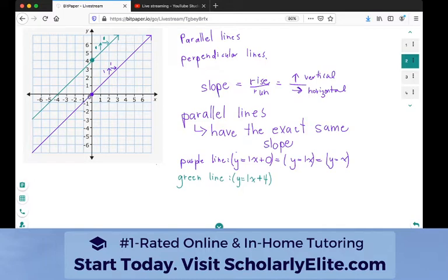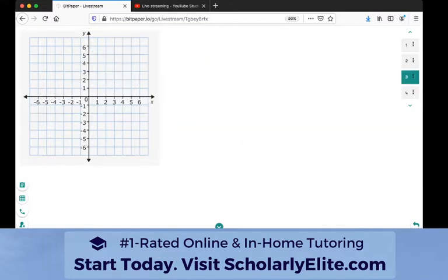So we were just talking about parallel lines, and now we're going to discuss perpendicular lines. So what does perpendicular mean? Perpendicular lines. It is a line that perfectly goes across, and I'll show you what I mean because it's hard to explain without a visual. So let's take a look at this.